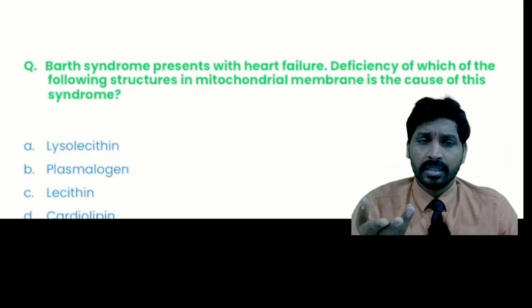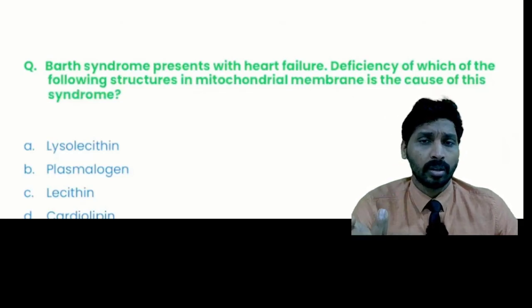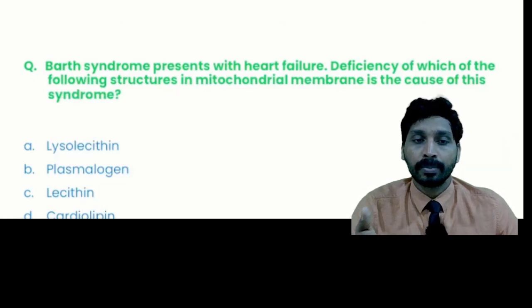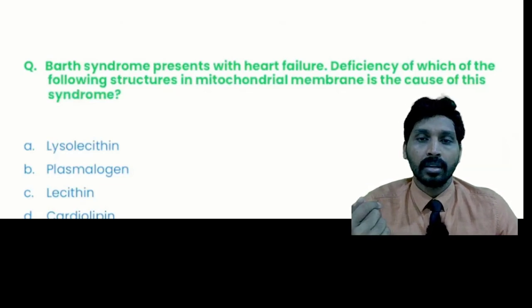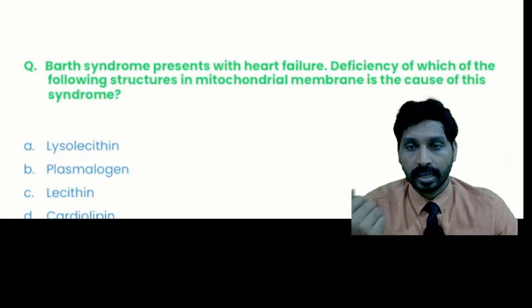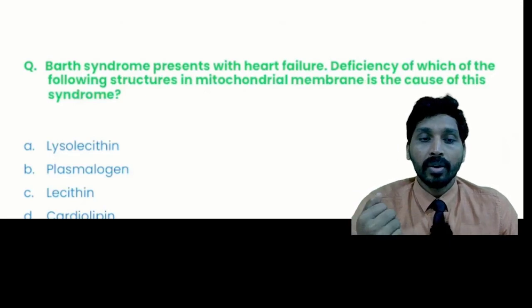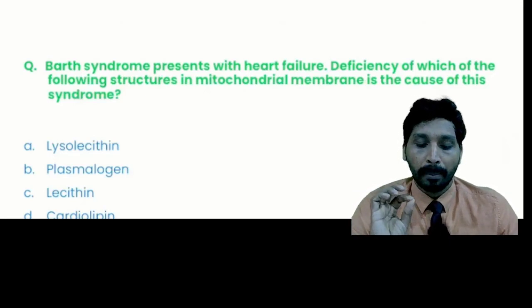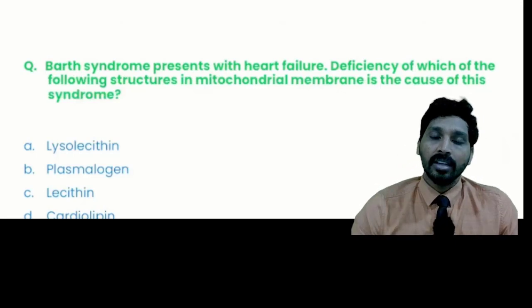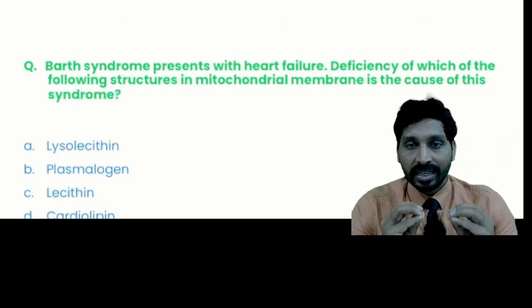Lysolecithin is a degradative product of phospholipid because it is short of one fatty acid. Plasmalogen, you can see in the anticoagulants. Lecithin is a lung surfactant, dipalmitoyl lecithin. Cardiolipin is the main thing in Barth syndrome. Here the gene defect is in the tafazzin gene. In Barth syndrome, the main gene that is deficient is the tafazzin gene.